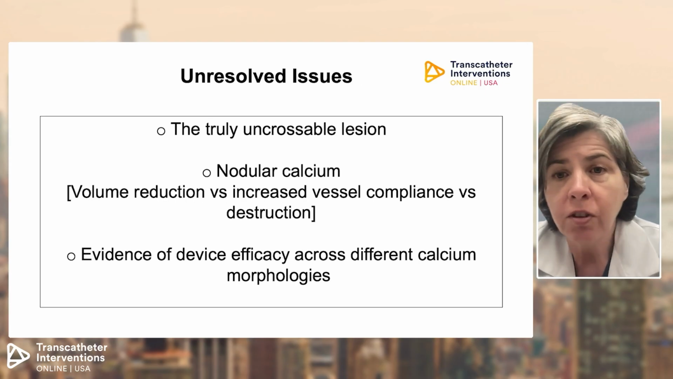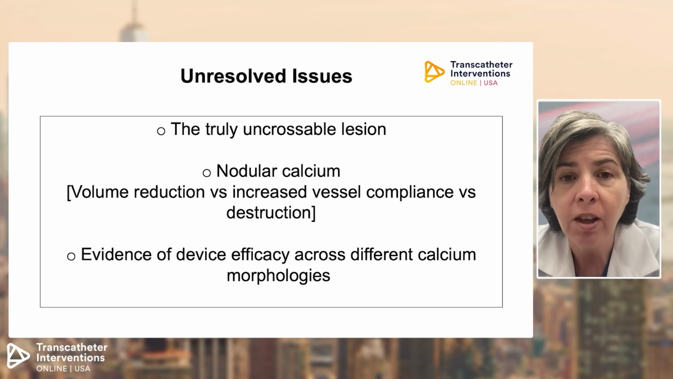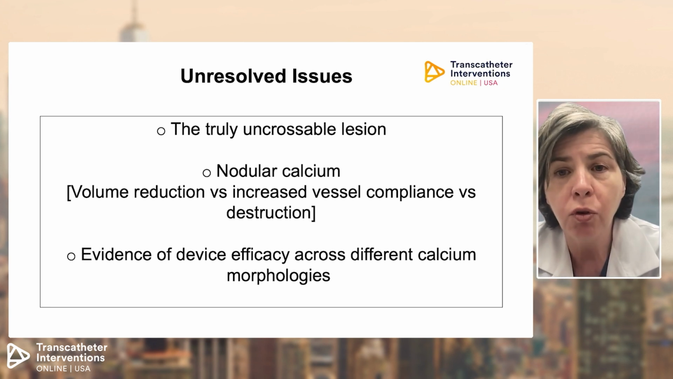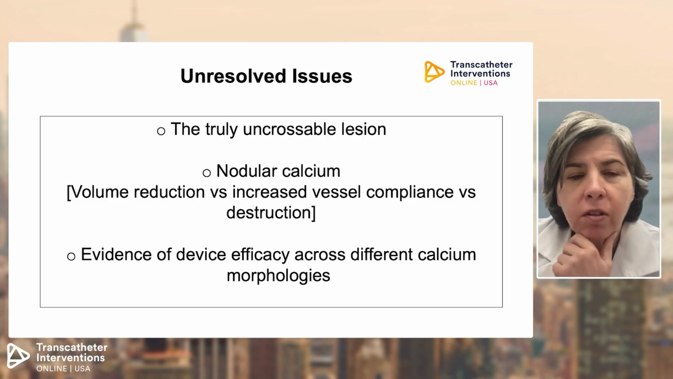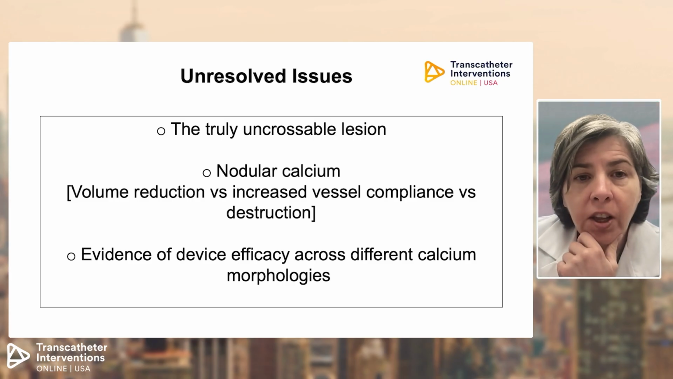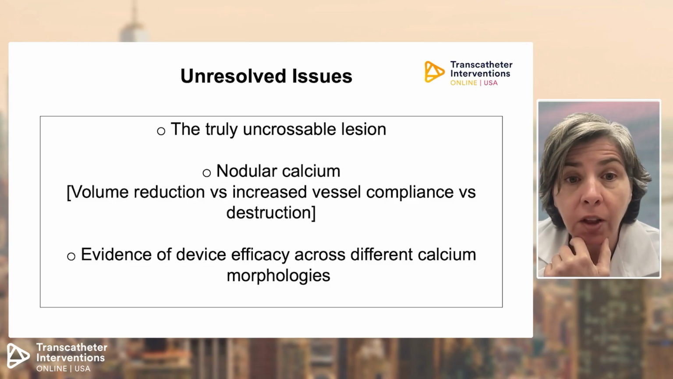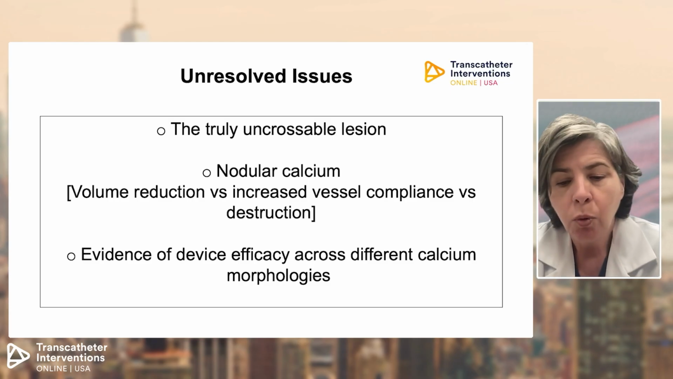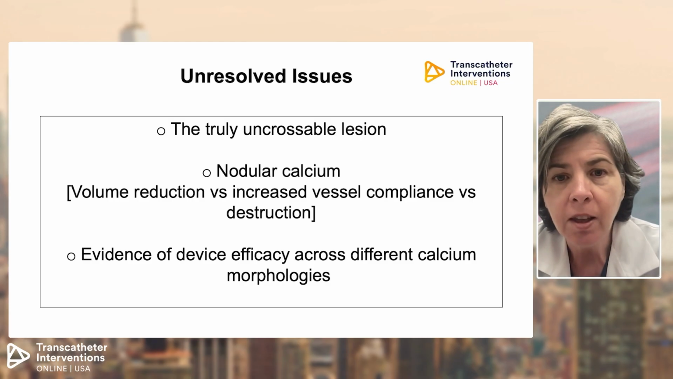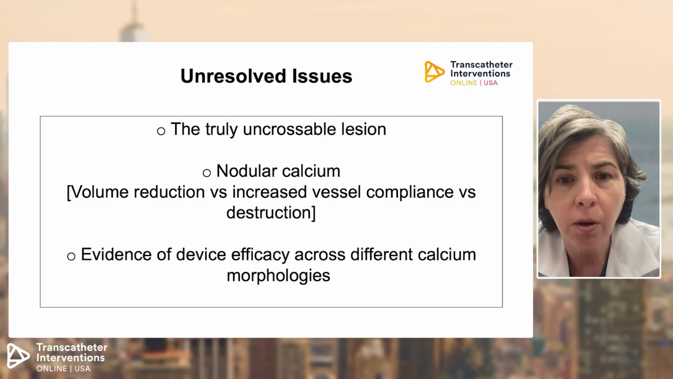I think there's still some unresolved issues that we need to further iterate the technology to address. I think we still have an issue with the truly uncrossable lesion. Although rotational atherectomy is often the solution in this situation, there are occasionally cases where you can get an advanced wire across a lesion that can't follow it with a microcatheter or deliver an atherectomy wire. So I think we still need to tackle this, and we'll wait the result of Forward CAD, but I think there will be space for further iterations of devices to help us tackle that problem.